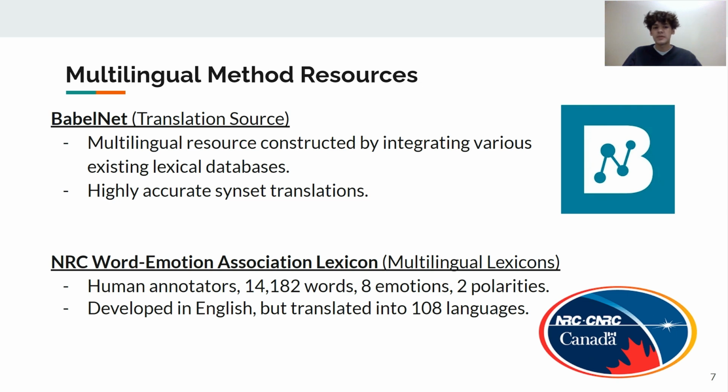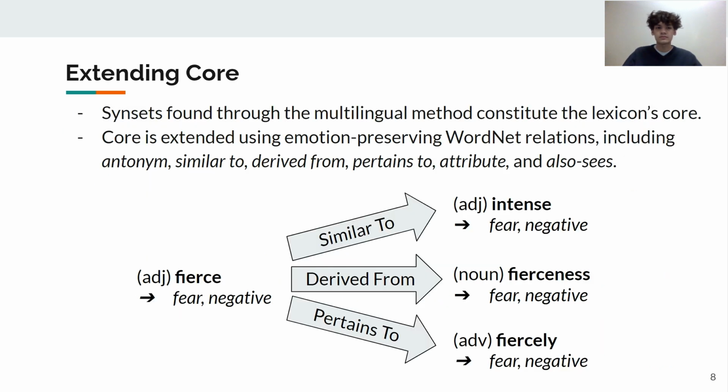For the multilingual sentiment lexicons, we make use of the NRC Word Emotion Association lexicon. Now, this is a resource developed by human annotators that contains over 14,000 words that are associated with 8 different emotions and 2 different polarities. This resource was originally developed in English, but has since been translated into 108 different languages.